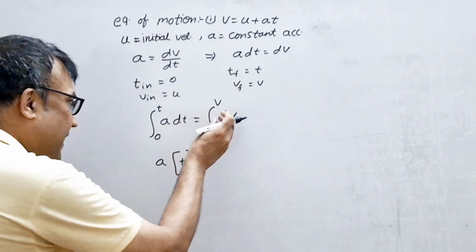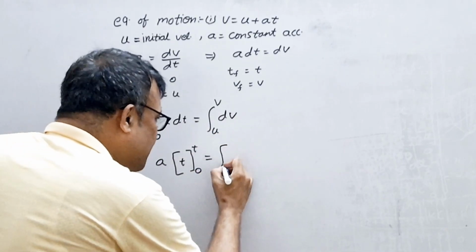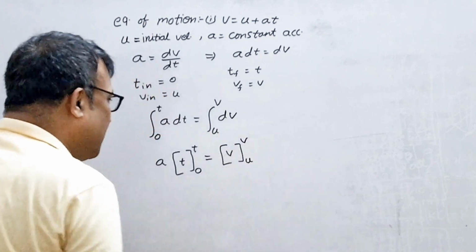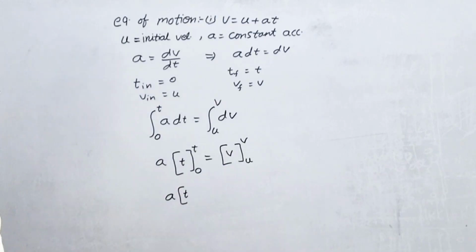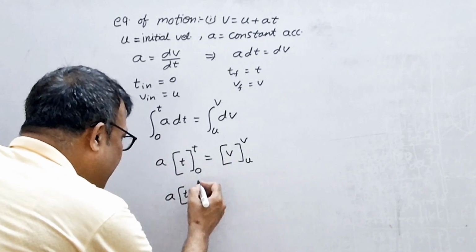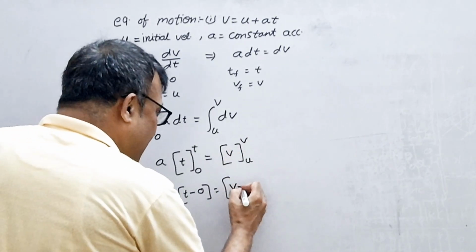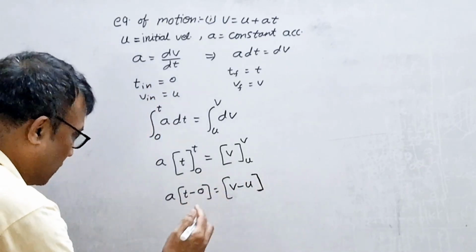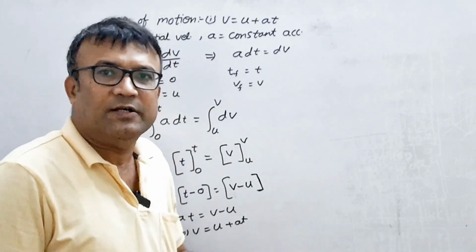So we can write integration of 1 as t, and we put the limit, lower limit 0, upper limit t. On the right side also we have to integrate 1 with respect to v. So integration of 1 with respect to v will be v. And now we put the limit, lower limit u and upper limit v. Now we solve it according to the rule of definite integration. So it will become a into, inside the bracket, upper limit t minus lower limit 0. Similarly, on the right hand side, we put the upper limit in place of v minus the lower limit in place of v. So it will become v minus u. Now we solve it. So on solving, we get v equal to u plus at, which is the first equation of the motion.